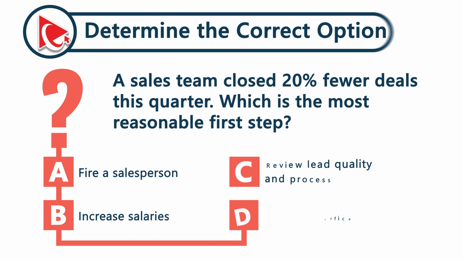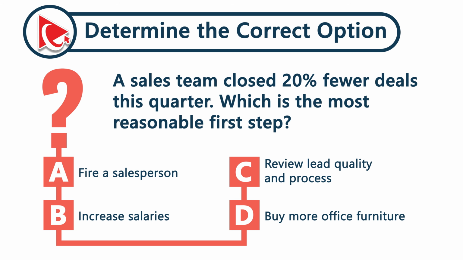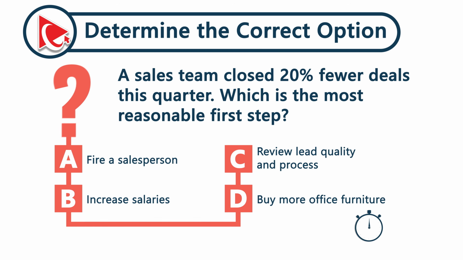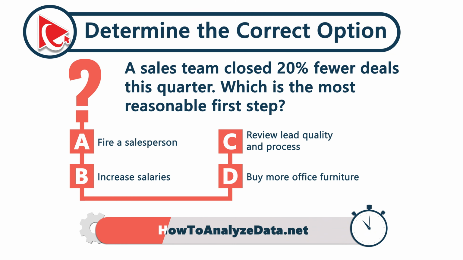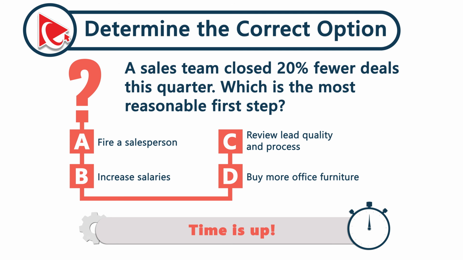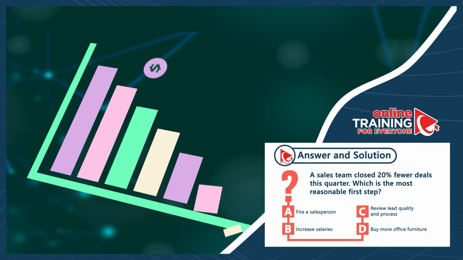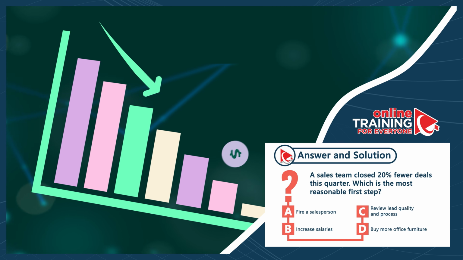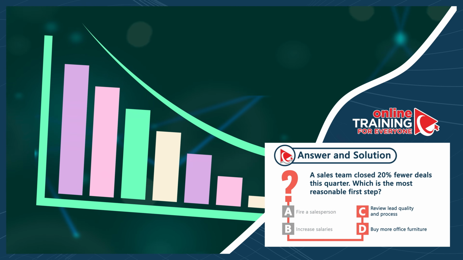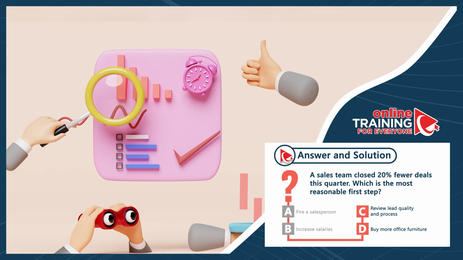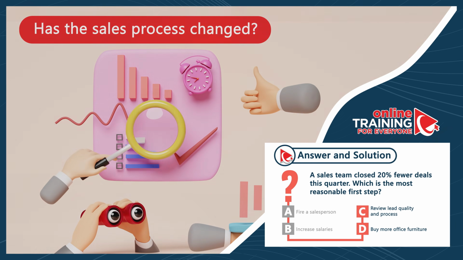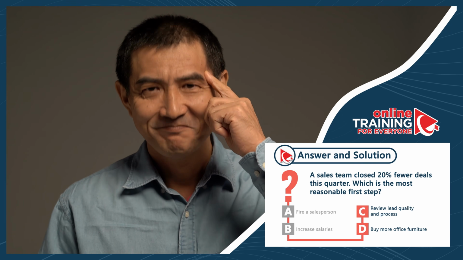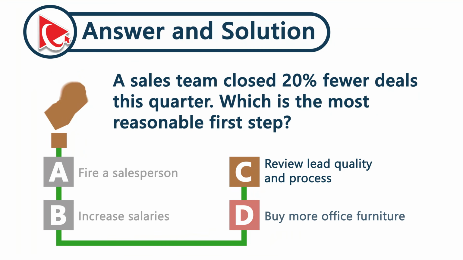A sales team closes 20% fewer deals this quarter. What is the most reasonable first step? A sudden drop in performance raises red flags, but don't jump to conclusions. Before drastic changes like firing staff or hiking salaries, smart businesses start with diagnostics. Could the leads be low quality? Has the sales process changed? You don't fix a car without checking the engine first, right? So the correct answer here is choice C, review lead quality and process.